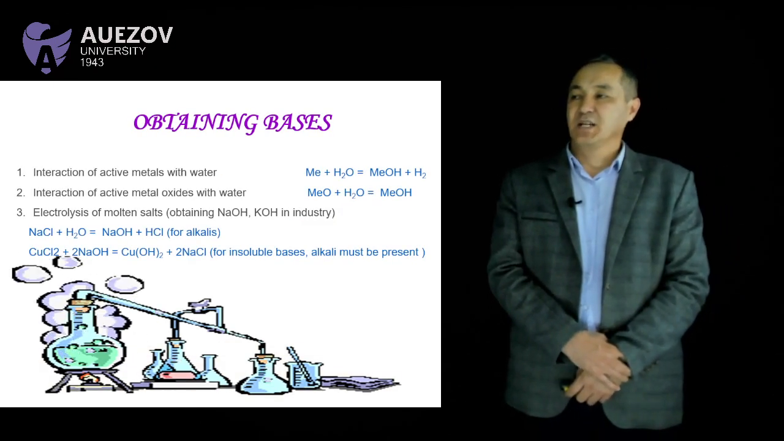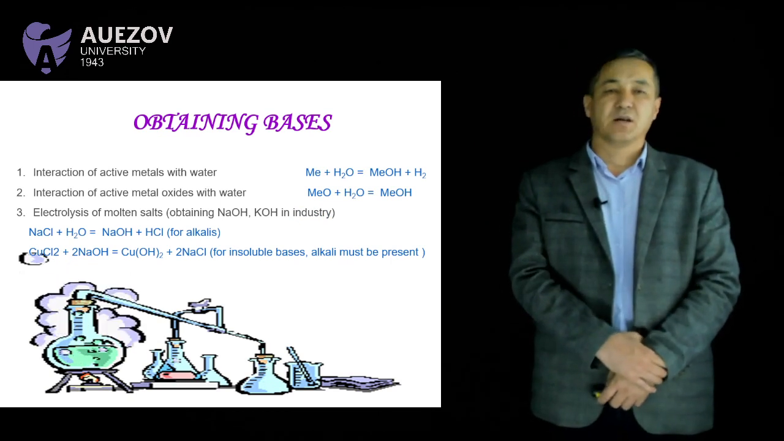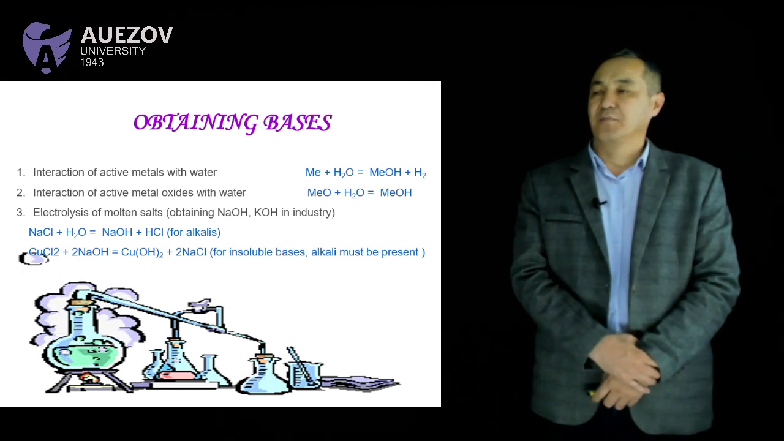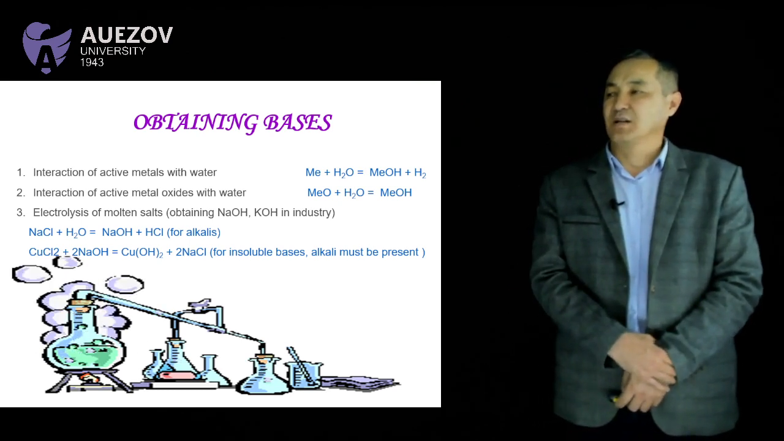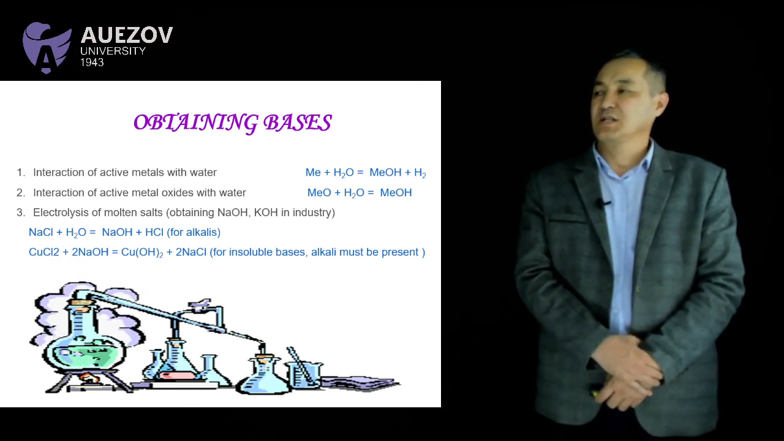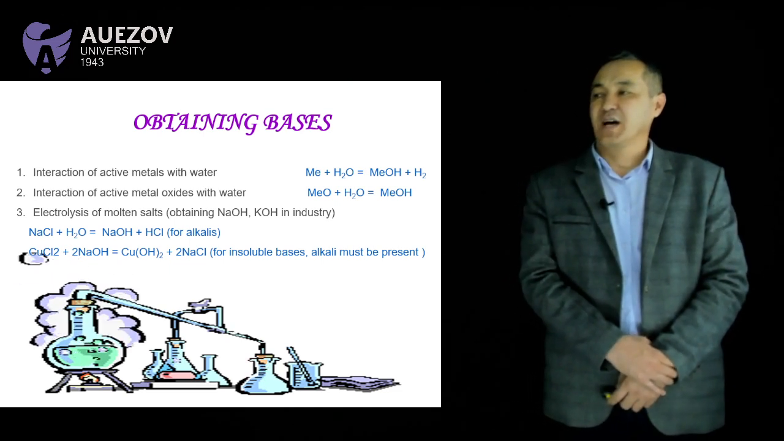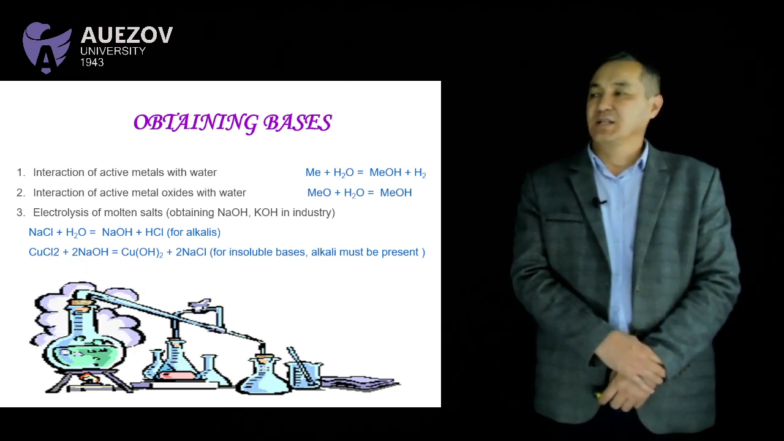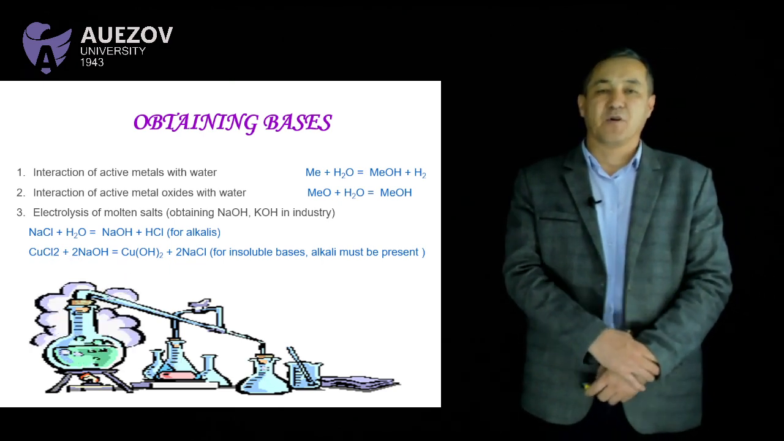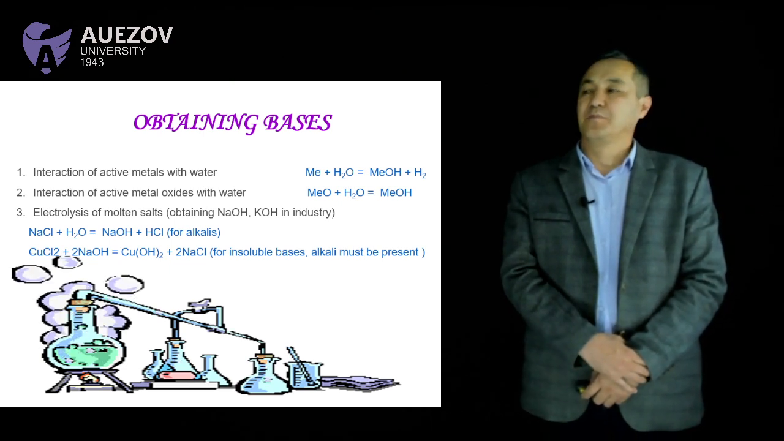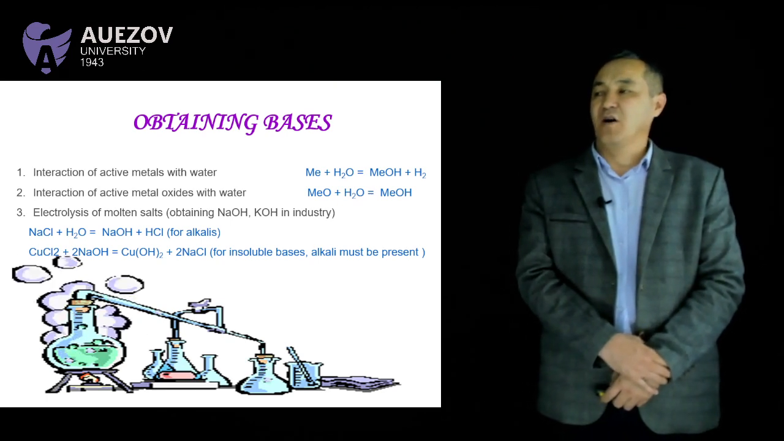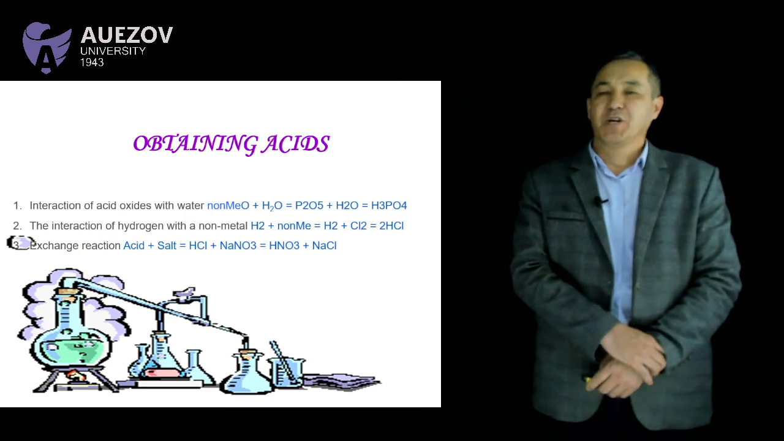Obtaining bases. We can obtain bases from several chemical processes. For example, first, interaction of an active metal with water. Second, interaction of an active metal oxide with water. And the last type of obtaining bases is electrolysis of molten salts.